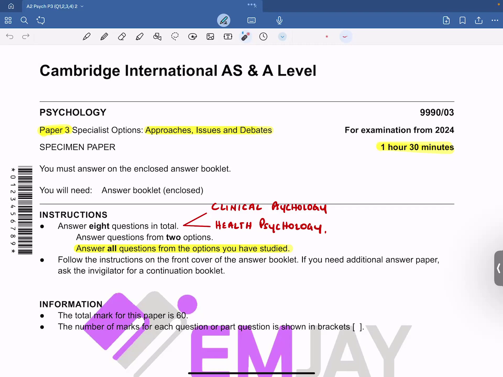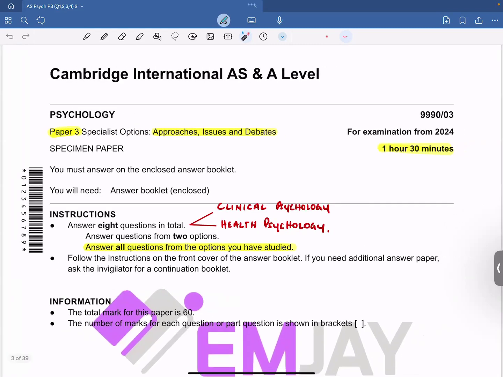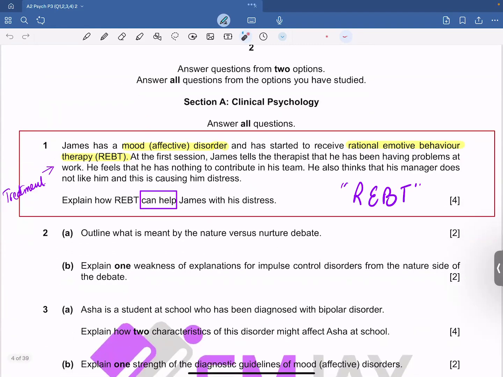Remember, in paper three, you have to attempt 8 questions, 4 questions each from the component that you've studied. So if you're a student who has prepared for clinical psychology and health psychology, you need to attempt 4 questions from here, and you need to attempt 4 questions from here. And bear this in mind, you do not get any choice at all. That being said, if we quickly move on to the question, it reads, James.